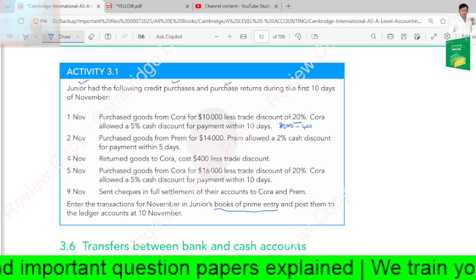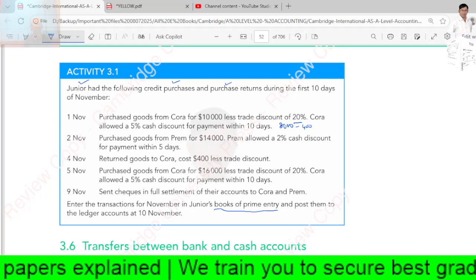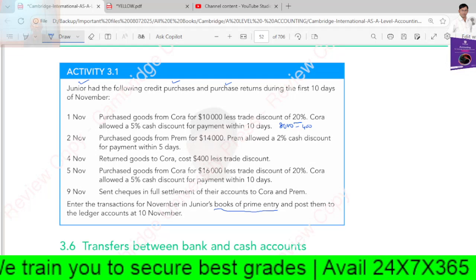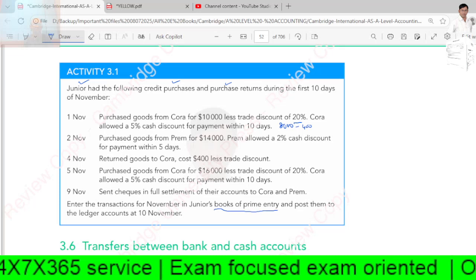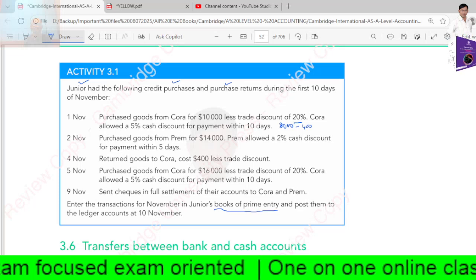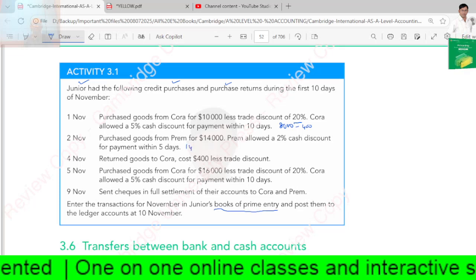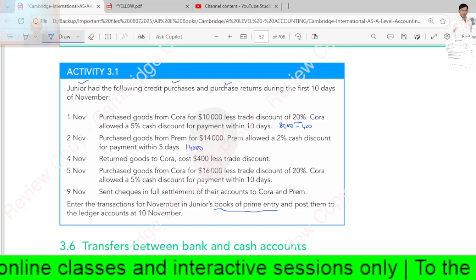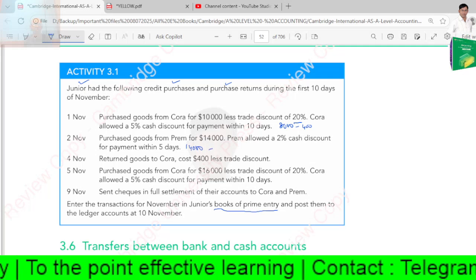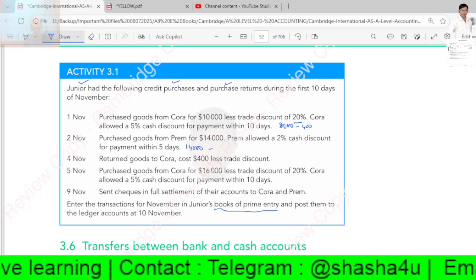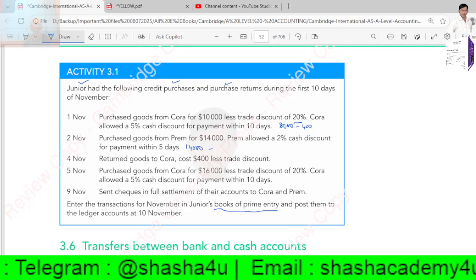So then purchase goods from Prem 14,000, allowed 2% cash discount. So there is no trade discount, only cash discount is there. So it will be recorded at 14,000. And cash discount will be allowed at the time of making payment. So 2% of this is 280.